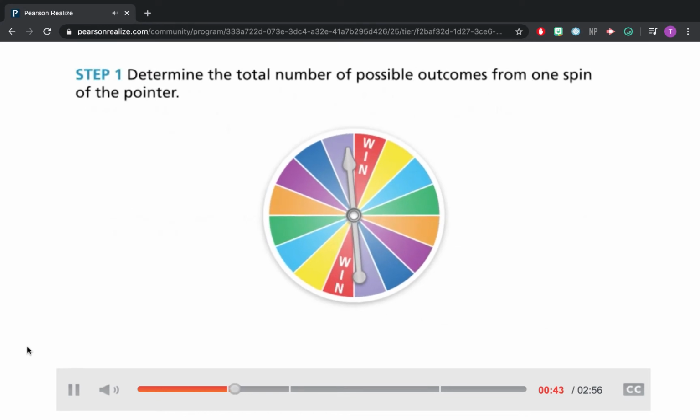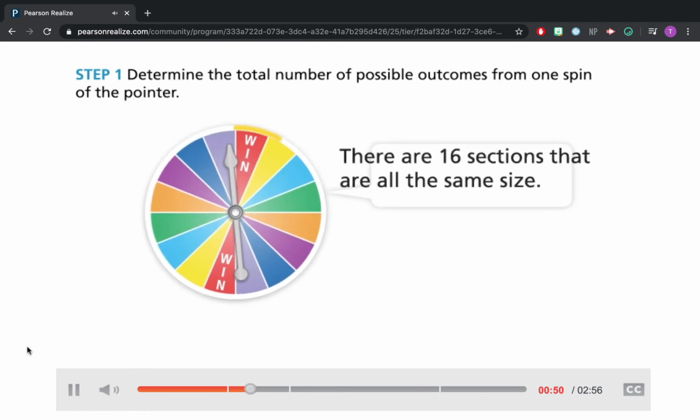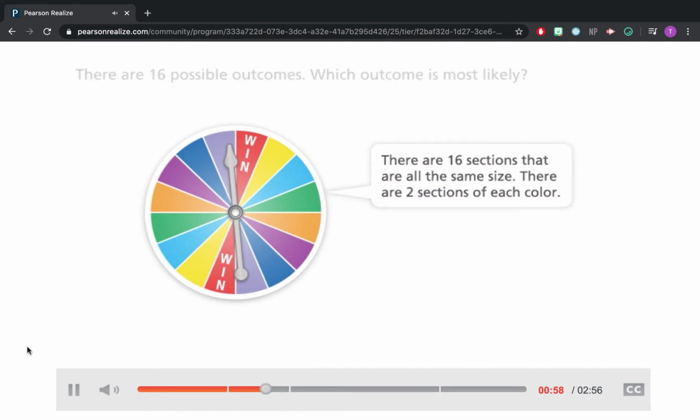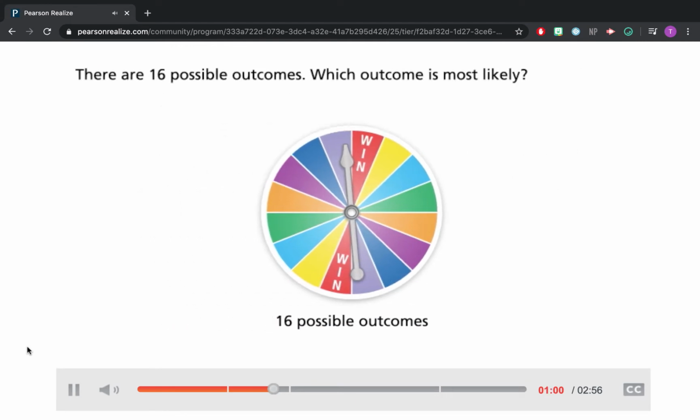The first step is to determine the total number of possible outcomes from one spin of the pointer. There are 16 sections that are all the same size. There are 2 sections of each color. The pointer could land on any of the 16 sections, so there are 16 possible outcomes. Which outcome is most likely?